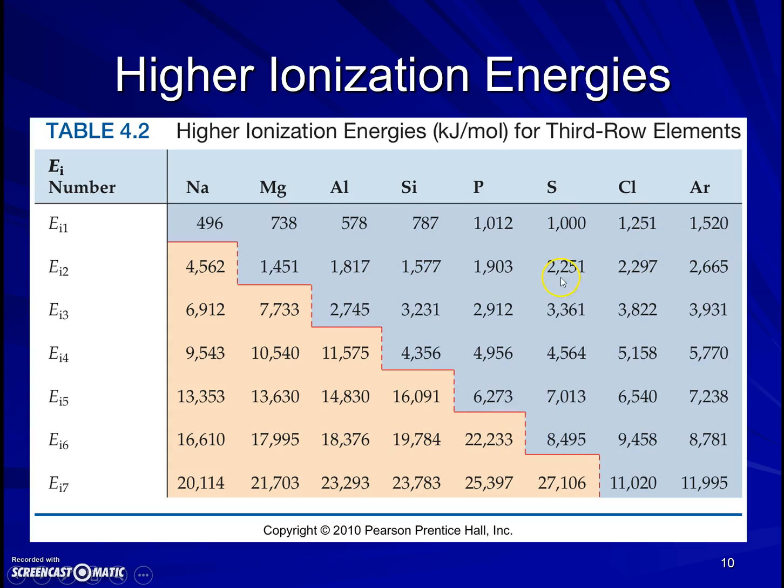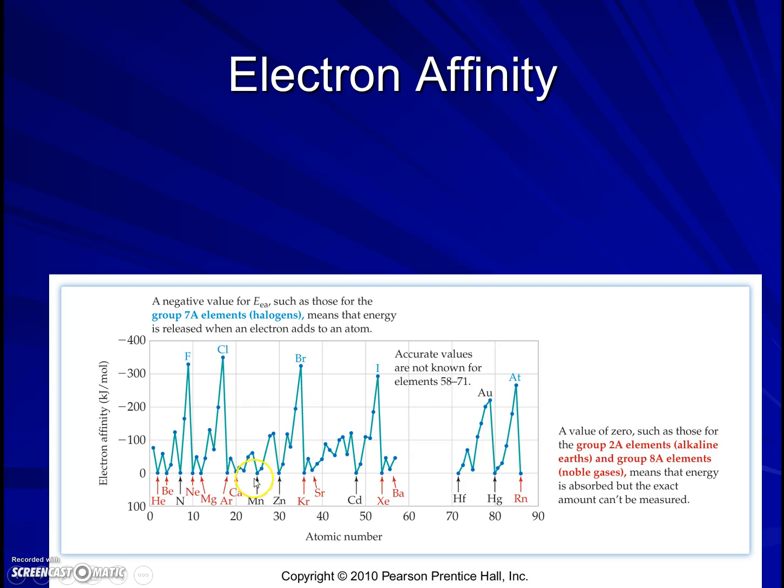It becomes much more difficult, by a factor of at least 3 or 4 times, to remove an electron from a second shell, from an additional energy level. And that's why we see these trends in ionization energy here.